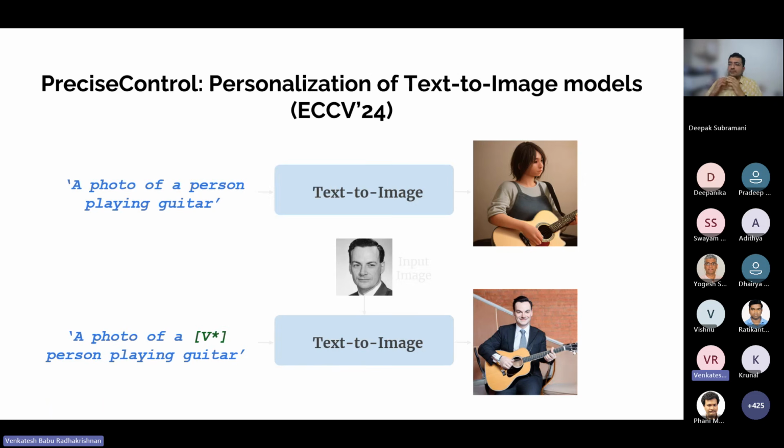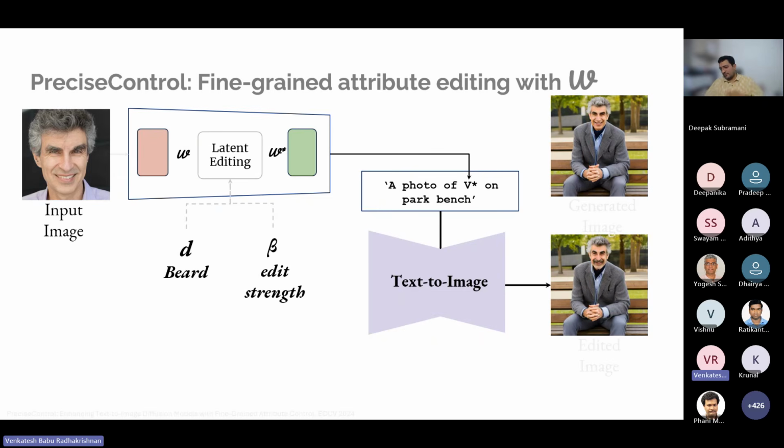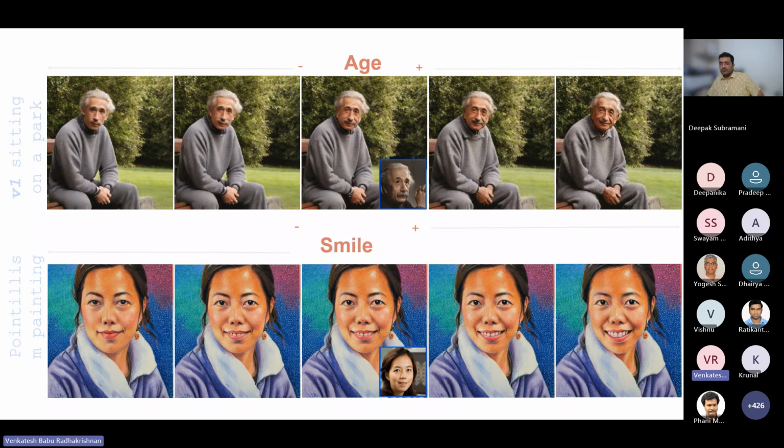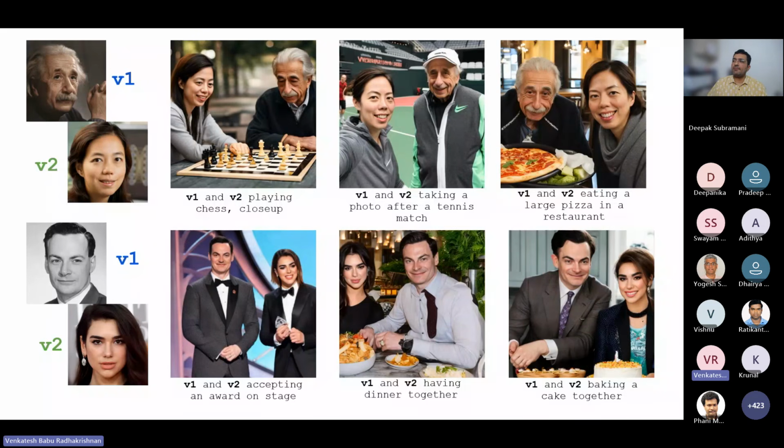Then, continuing this to the diffusion models, you can also do a lot of things. Given one single image of a person, you can create images like this by just giving a text prompt. You can also do fine-grained attribute addition, basically changing the smile or age, all those things. So like this, you can create very nice deepfakes. Of course, they are all deepfakes.